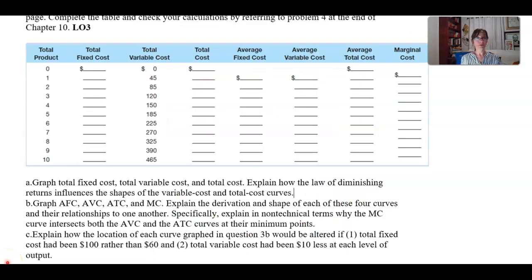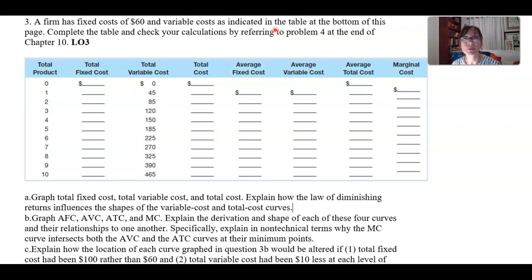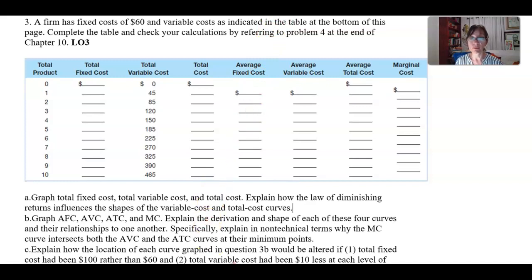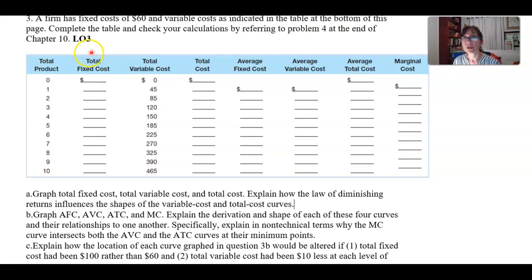Okay, so you have a problem like this in your homework to do. And again, don't panic. It looks very panic-worthy, but I don't want you to panic about it. I want you to think about it. Think about what it's asking you. It's asking you total fixed cost. What are total fixed costs? It tells you right here, a firm has fixed cost of $60. Then it tells you total variable cost. Well, there it is, right? So now you have fixed cost and variable cost. You add these two together, that gives you your total cost.